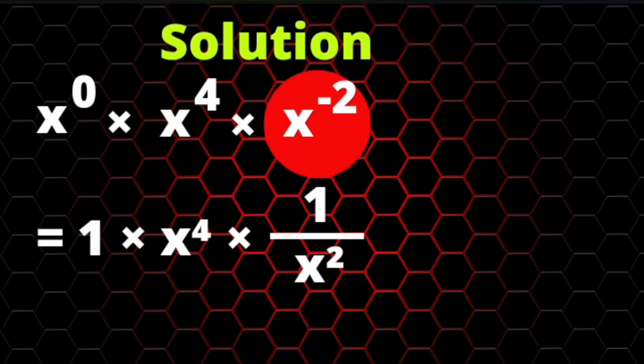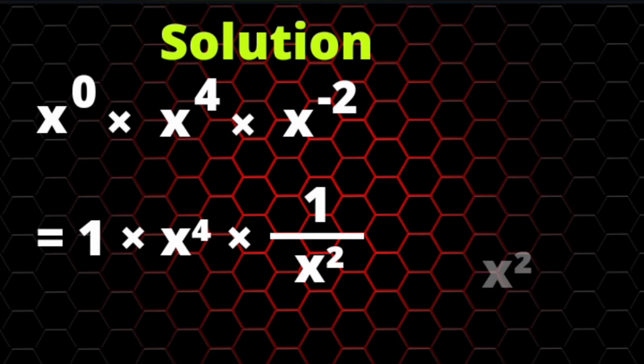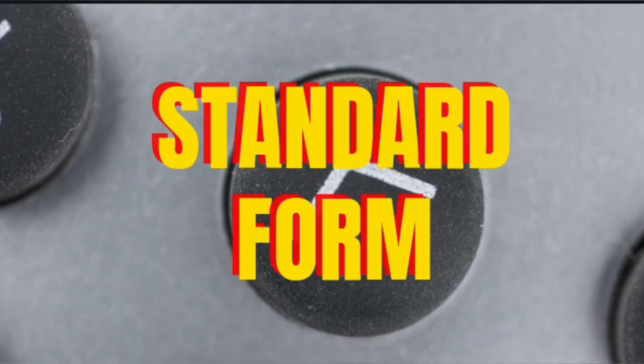We can multiply 1 times x raised to power 4 times 1. Anything times 1 is that same thing. So 1 times x raised to power 4 times 1 is equal to x raised to power 4 over x raised to power 2. X raised to power 2 can go into x raised to power 4. If we divide x raised to power 4 by x raised to power 2, we would have x raised to power 2. This is the required answer. Let's now move on to standard forms.